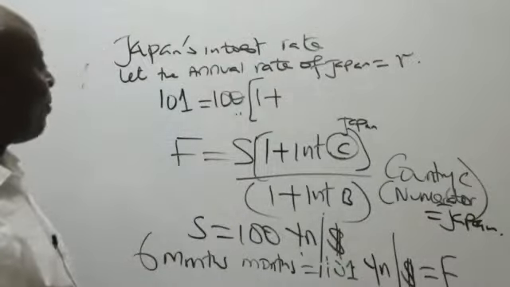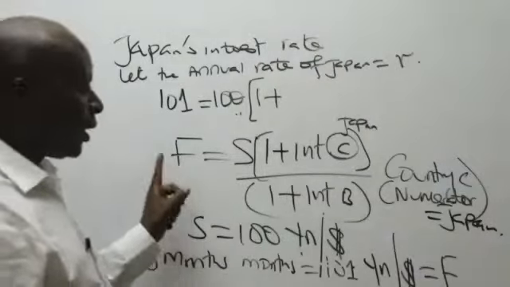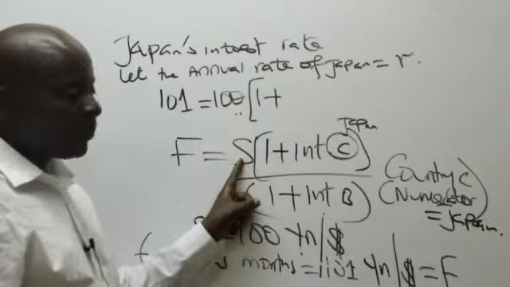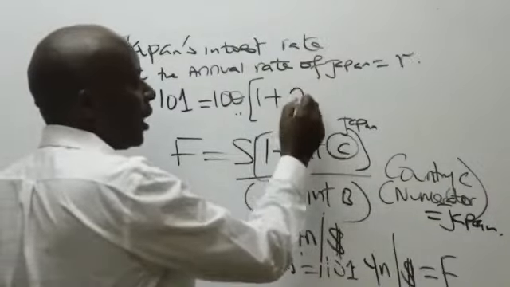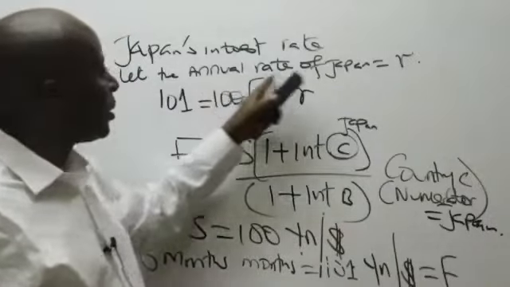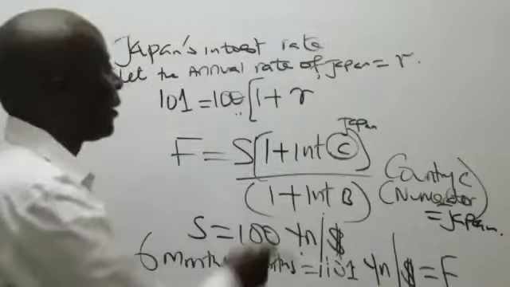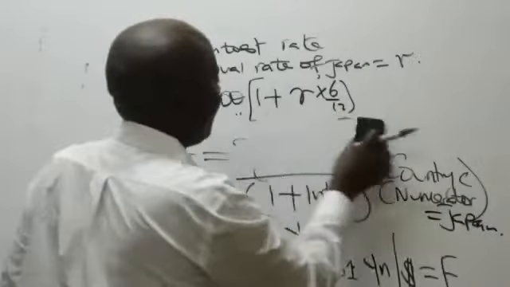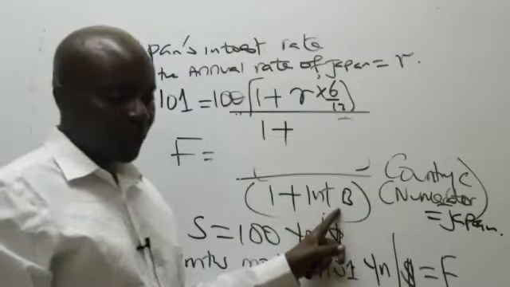Great. So ladies and gentlemen, we are back here and I'm going to plug in and then we compare with the answers that you got. The forward rate is not in doubt, this is 101. The spot rate is 100 into 1 plus the interest rate in Japan. It is R, but remember, R is for a whole year, and ours is 6 months, all over 1 plus the interest rate in the US.